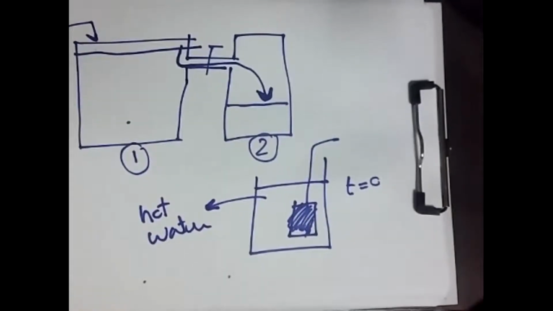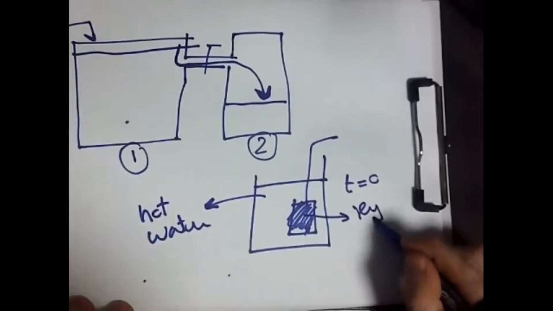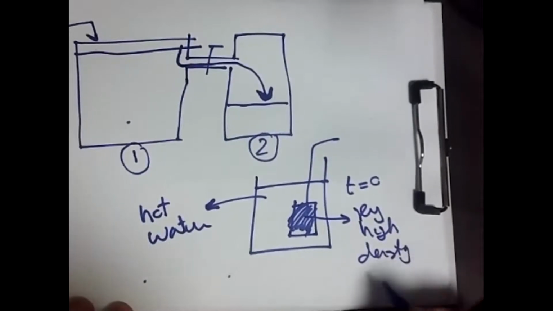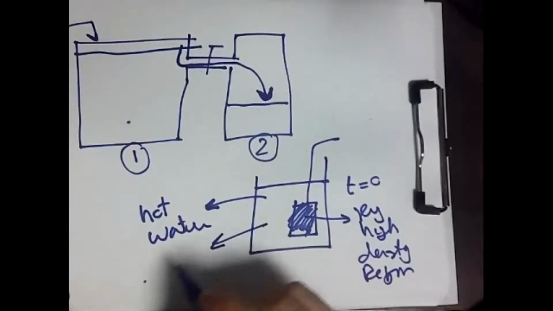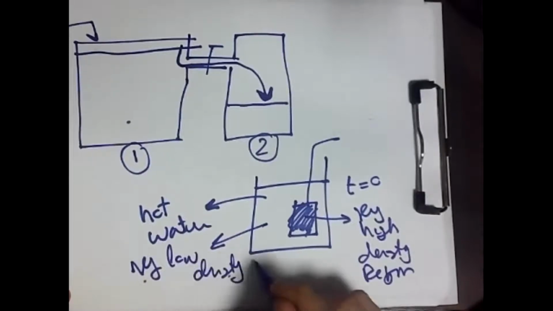Now let's start to think. Here is a very high density region. I mean, this is a region where you have compressed particles of tea. And here is a nearly very low density region.